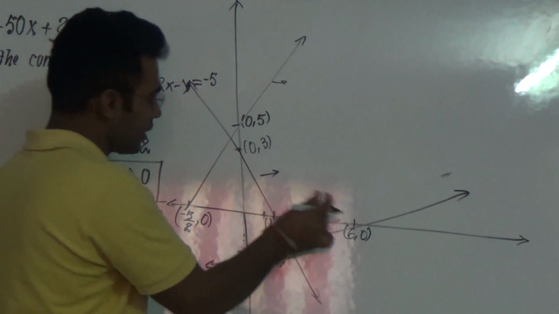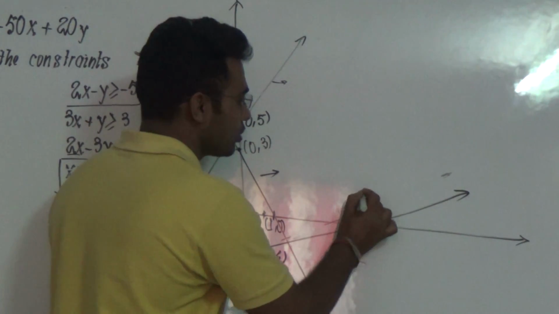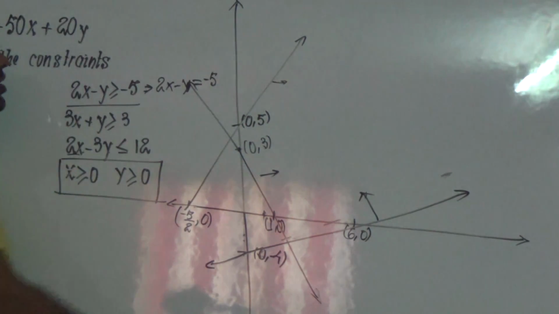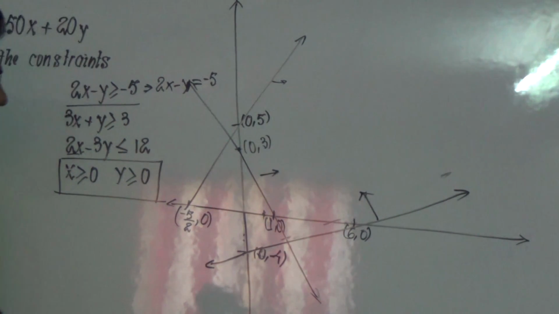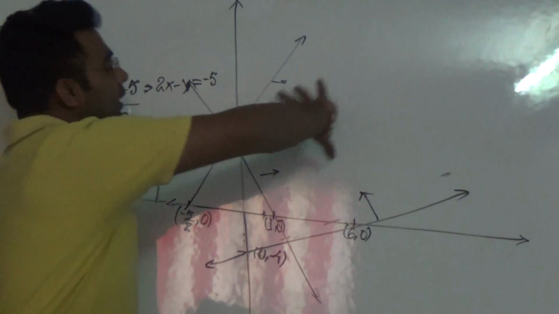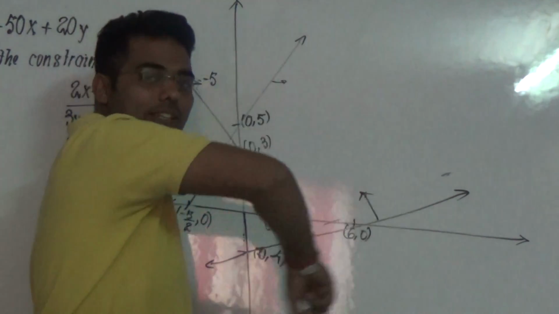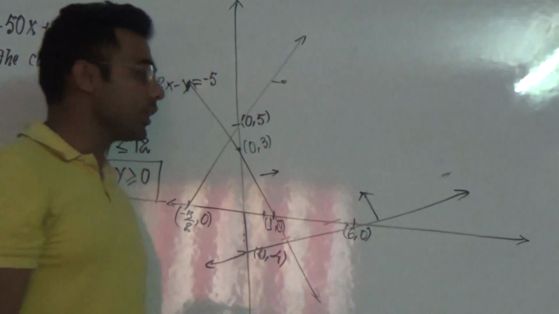So the region containing the origin is the required region. We are in this quadrant, and this is the feasible region right here. Do we have all the quadrant points? Yes, we have. Now here we can see that this is the unbounded region. Why? Because you can't draw a circle so that this will get encircled completely.